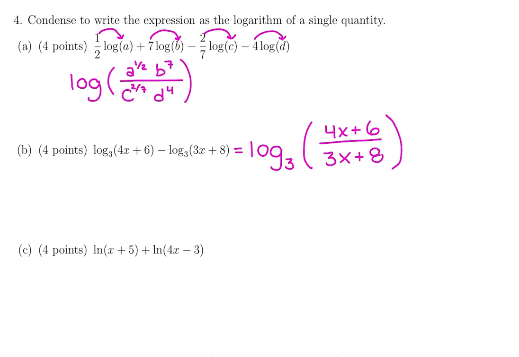There's no numbers multiplied out front. Like if there was a 2 here, I would square the denominator, but there's not. So we are done condensing for that division problem.